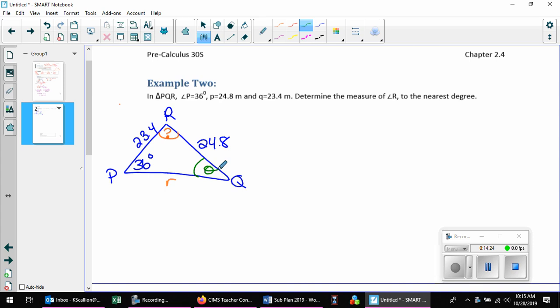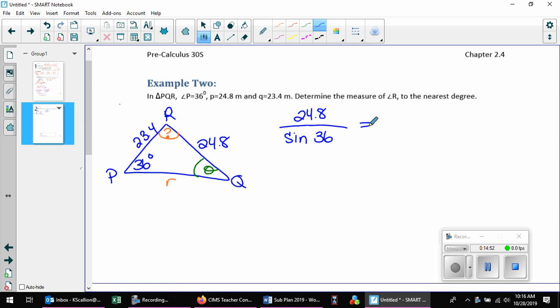All right. So that means I'm going to set this up. What I like to do is set up my knowns first, so the ratio that has all the information in it. I don't know why I like to do that, but I do. So I have 24.8 over sine of 36. It's a habit that I got into, and you guys do not have to follow that. It's just something that I do.